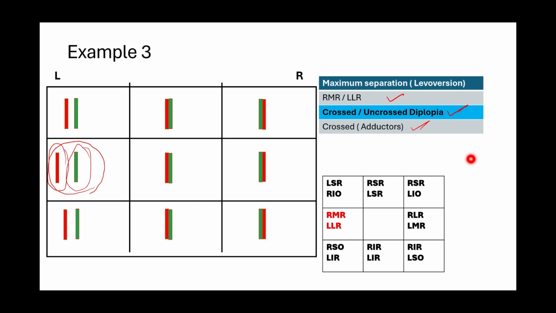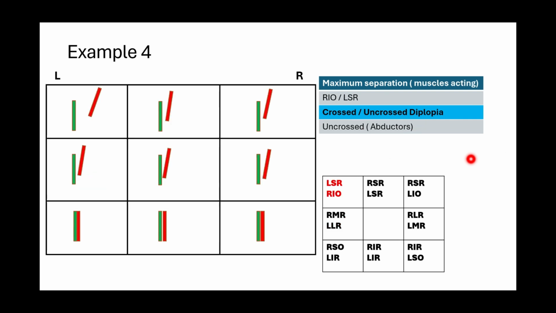So if it is a crossed diplopia, then the problem is because of the adductors. So which is the adductor here? The medial rectus is the adductor, whereas the lateral rectus is the abductor. So that rules out the left lateral rectus. So what is our final diagnosis? It is right medial rectus palsy. So it is correct. Let's see one more example.